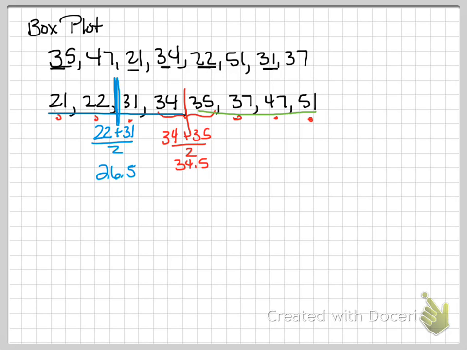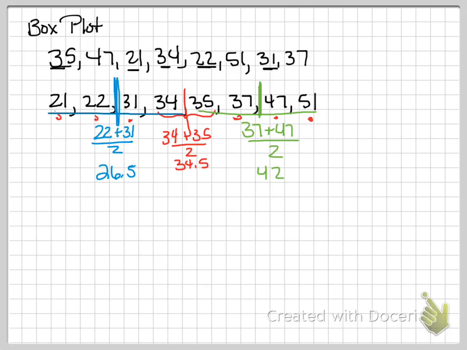Now I'm going to do the same thing on the other side. Take the 2 numbers in here, split this up. So I'm going to have 37 plus 47 divided by 2. Well, that's 84 divided by 2, and that's 42.